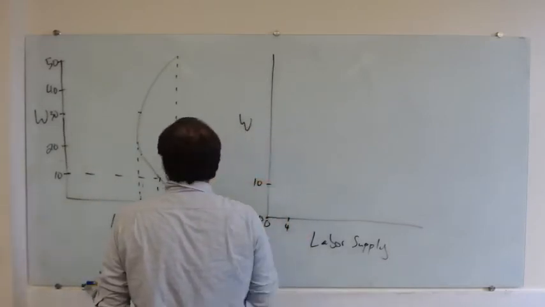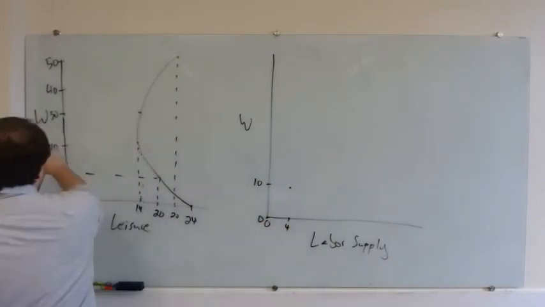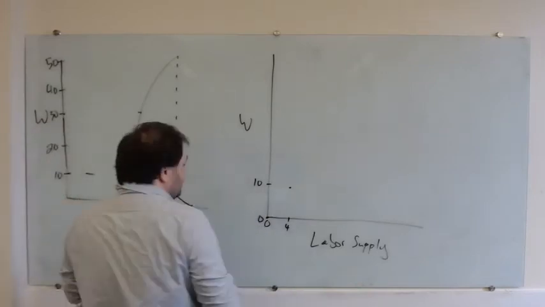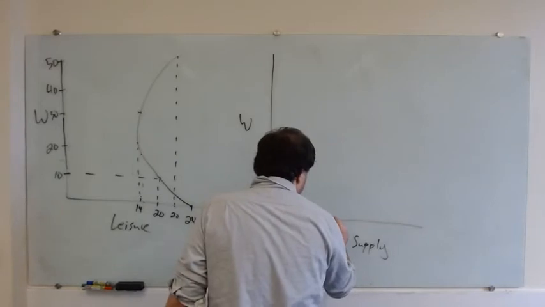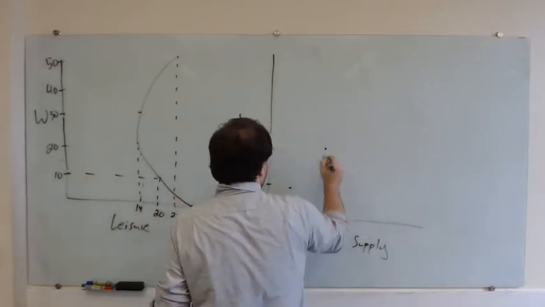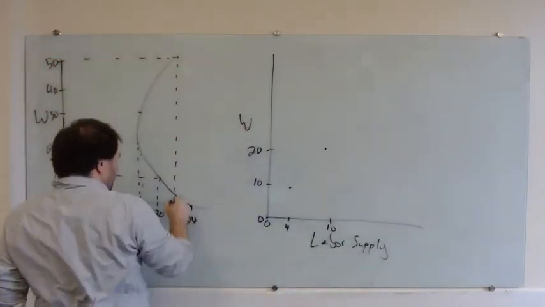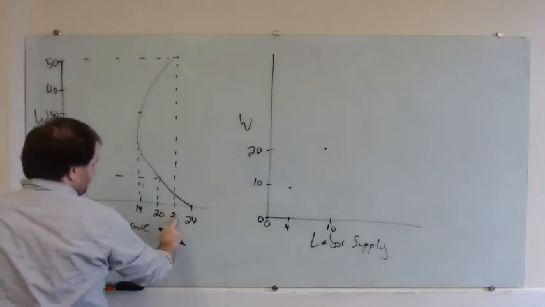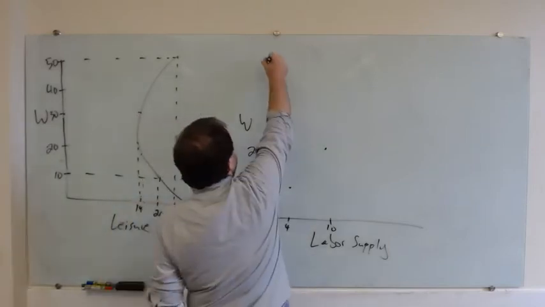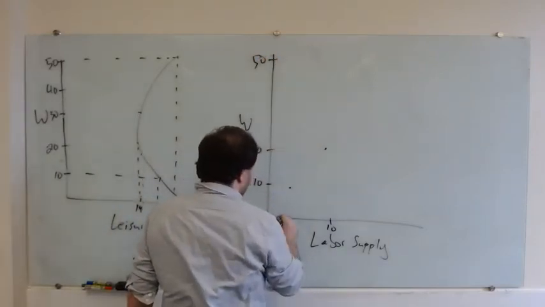right? If we spent 14 hours in leisure at a wage of 20, that would mean that we would spend 10 hours a day working. And so on and so forth. If we spent $50 an hour, if we spent, let's say, 22 hours a day in leisure, then we would spend 2 hours a day working.